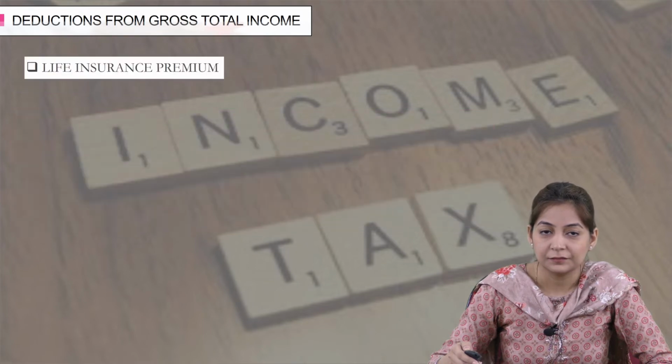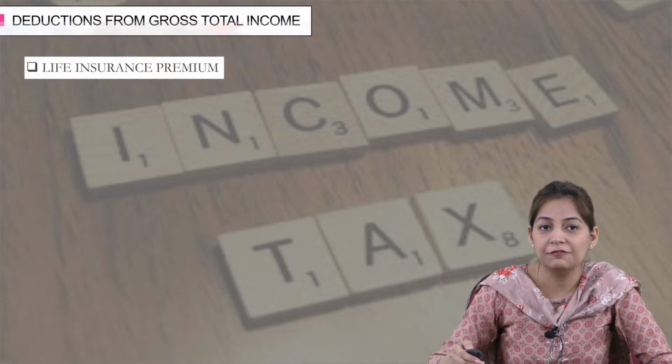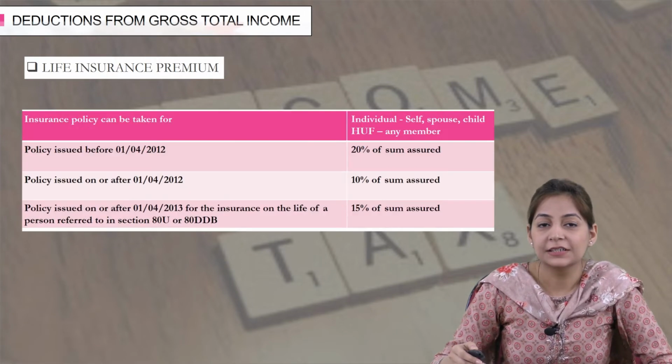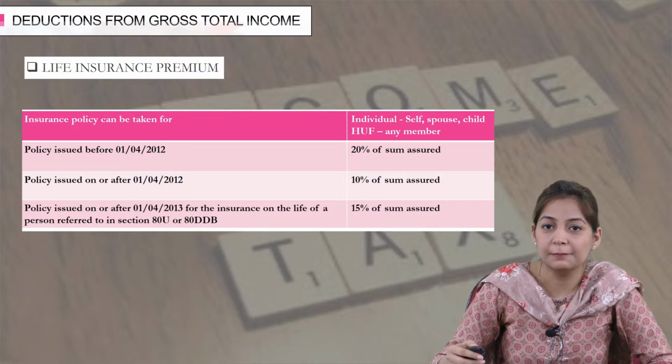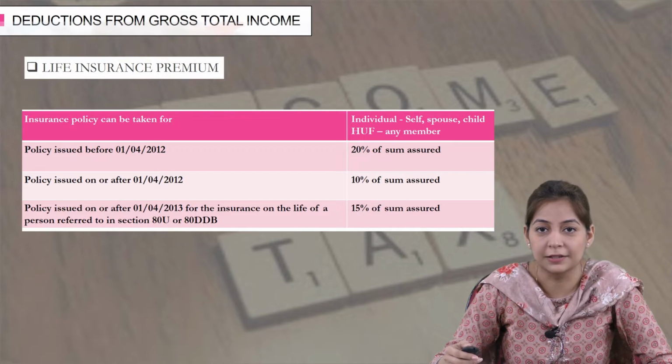Next, these are certain modes of investment. Number 1 is life insurance premium. So, the first thing is the life insurance premium. Here the individual or HUF can take the insurance policy. An individual can claim the deduction for any insurance policy taken for himself, for his spouse or for his children. Now, children may be dependent or independent, major or minor, married or unmarried.